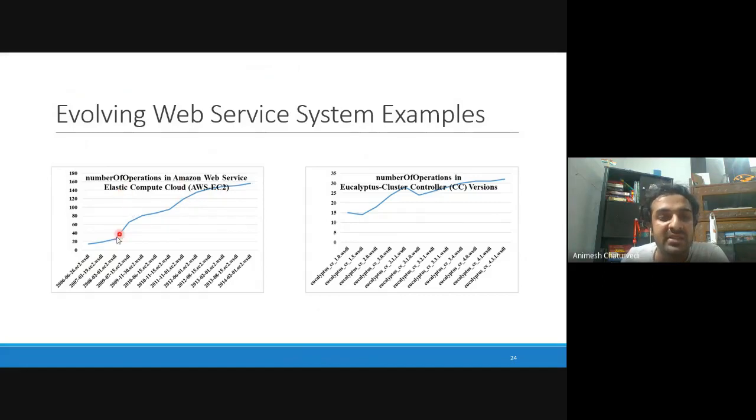Amazon Web Services has these numbers of WSDLs published from 2006 to 2014. So in 2006, 2007, 2008, 2009, these are the numbers of operations that this WSDL evolved to have. The number of operations kept increasing for this Amazon Elastic Compute Cloud WSDL. Then the Eucalyptus Cluster Controller has these numbers of WSDLs, and these are the numbers of operations. So you can plot this type of graph and tell the information, like in the Eucalyptus WSDL, Eucalyptus version 1.0, 1.5, up to version 4.3.1. So this is how you can show the number of versions.